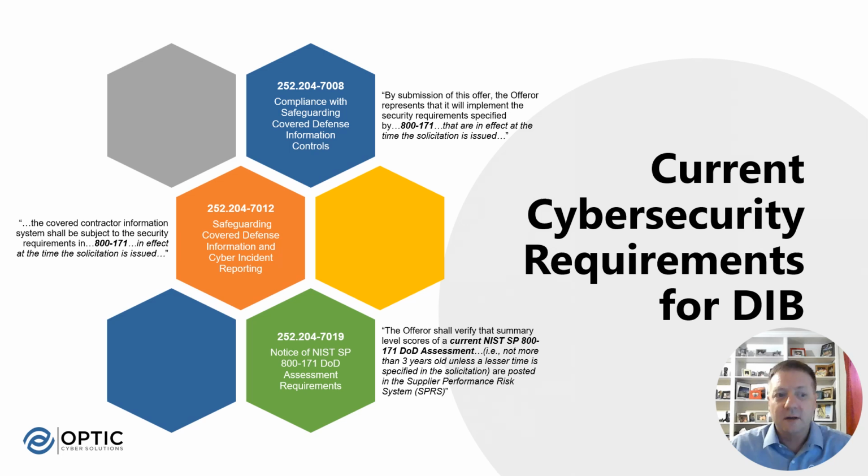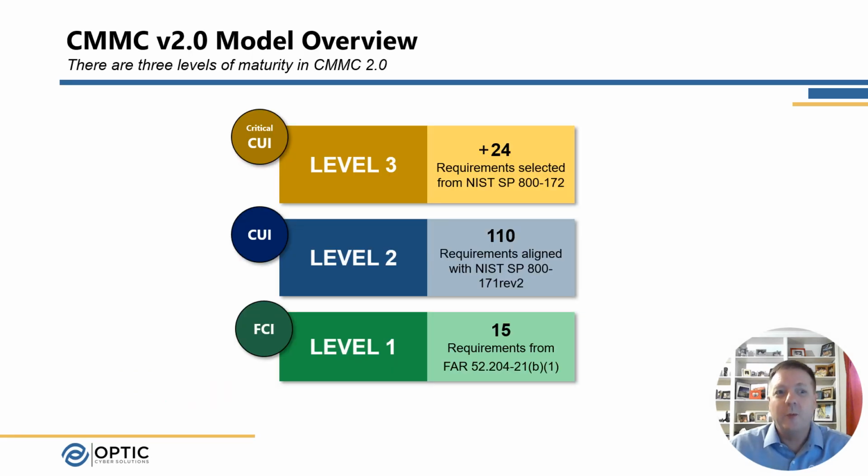CMMC is simply a verification program to confirm DIB organizations have implemented these requirements shown here on the slide. To be clear, CMMC does not introduce any new security requirements. It is just introducing a certification or verification process around the existing requirements to confirm DoD contractors have properly implemented the security controls. We know that there are 3 levels within the model, and you need to reach various levels based on the data you process. But do you know what data you have?